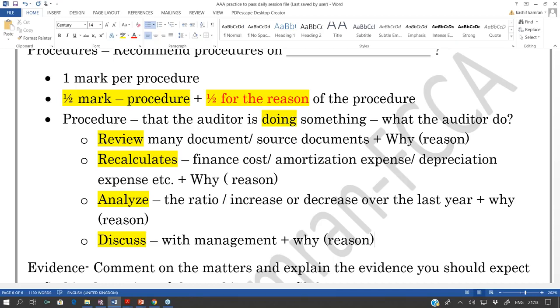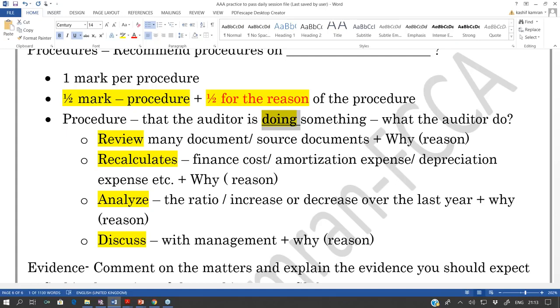The reason. So every time the examiner asks you to write a procedure, remember the two golden rules here, right? Number one, half a mark for a procedure. Then there is half a mark for the reason. And cumulatively, that gives you 1 mark per procedure, right? So remember the procedure is about doing something. Is that clear to every one of you? Is everyone clear on the definition of a procedure here?